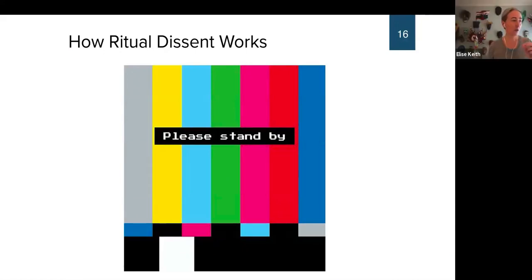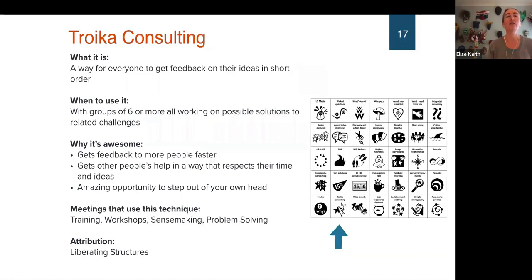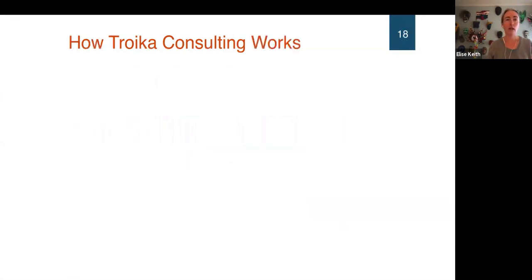The last one we're going to talk about is Troika, and we're going to practice it. So Troika consulting is a liberating structure. And like the Luma round robin and like ritual dissent, it involves small groups of people coming together to give each other feedback and advice on a proposal. The way it works is this. First, everybody gets 1 minute to reflect on a question individually. So I hope you're ready to reflect on a question individually, because your 1 minute's coming.